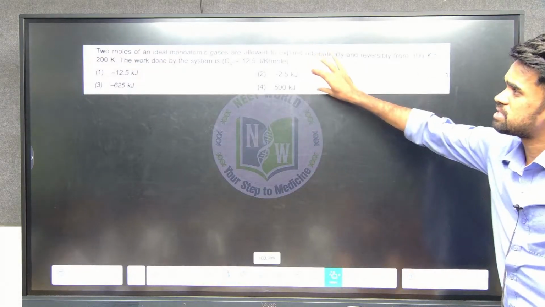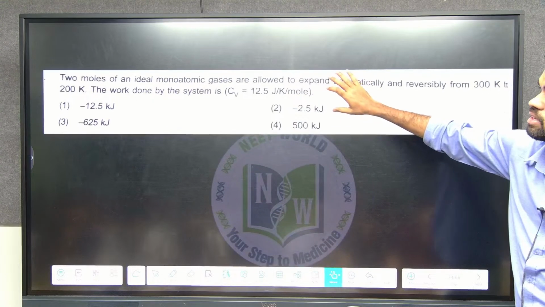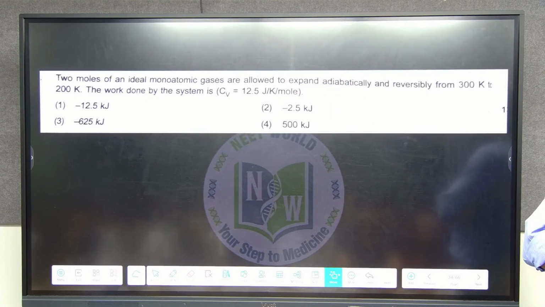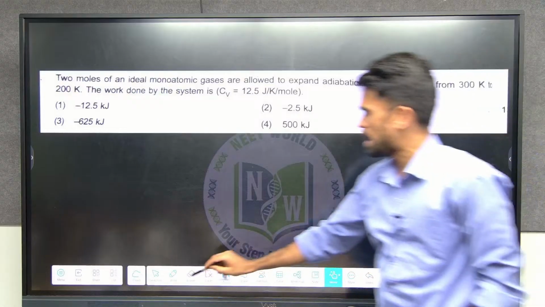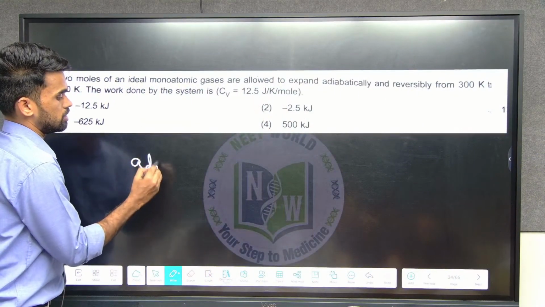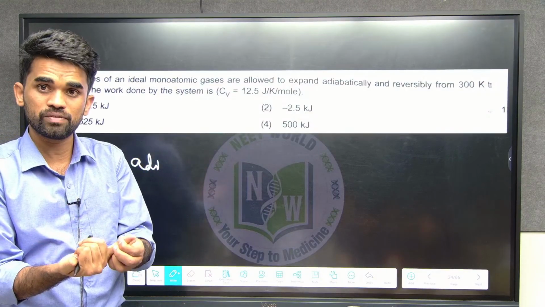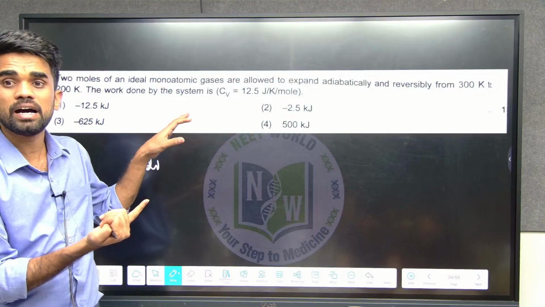Read this question once. Two moles of an ideal monoatomic gas is allowed to expand adiabatically. So what do we mean by adiabatic? Like isothermal, we have studied. Next isochoric, we studied. Next isobaric. Similarly, we have something called adiabatic.